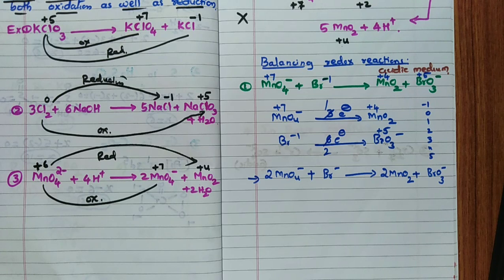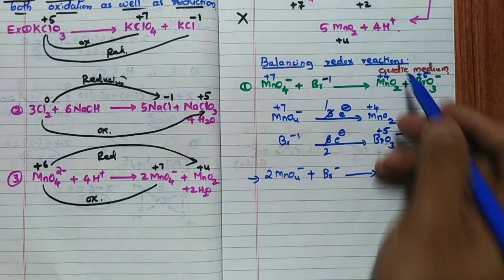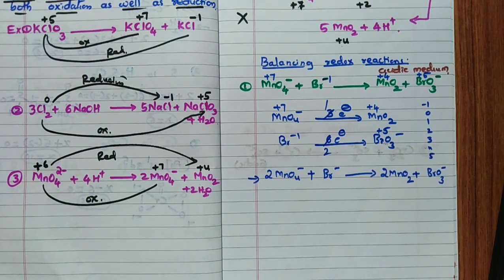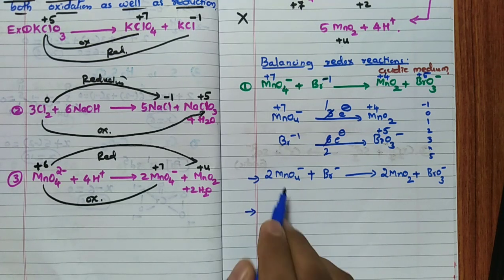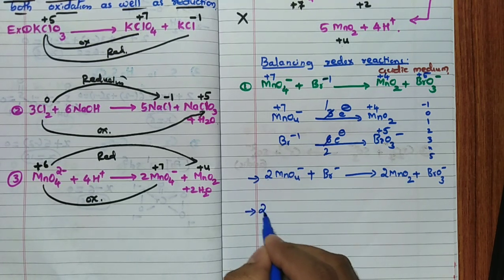Now what you have to do? Now, acidic medium is there, correct? So now you balance the remaining elements. Remaining elements means here 2 MnO4 is already there.